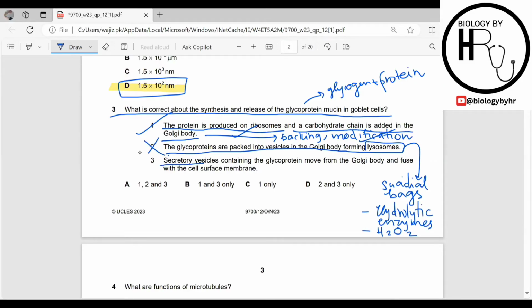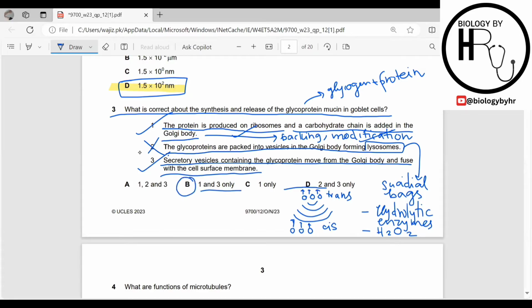Statement 3 is saying that secretory vesicles containing glycoprotein move from the Golgi body and fuse with the cell surface membrane. Yes, this is correct. Why? Because, for example, if this is the Golgi body, this is the cis face and this is the trans face. Vesicles come over here and fuse with this membrane, and at the trans face the vesicles bud off and then go to the cell surface membrane and fuse with it. So the answer over here is 1 and 3 only. Option B is our correct answer.